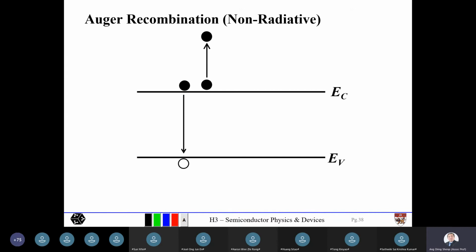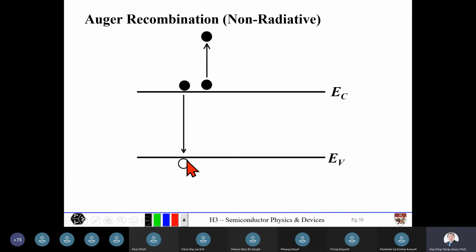Now, here I want to digress a bit. This is not in your slide, but this information could be useful. I want to briefly talk about Auger recombination. Auger recombination is another kind of recombination event. Besides the direct and indirect recombination, this is the third type of recombination event. What is Auger recombination? It involves three particles, typically two electrons and a hole, or of course it can be one electron and two holes as well.